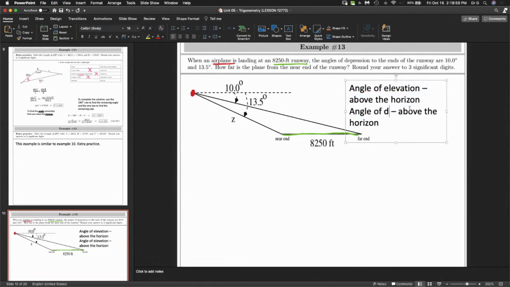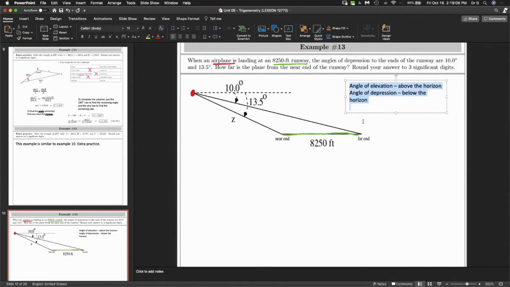And the angle of depression is below the horizon. Just a quick reminder about that, okay? We always want to measure the angle of depression below the horizon. So for this question, we're interested in that concept.